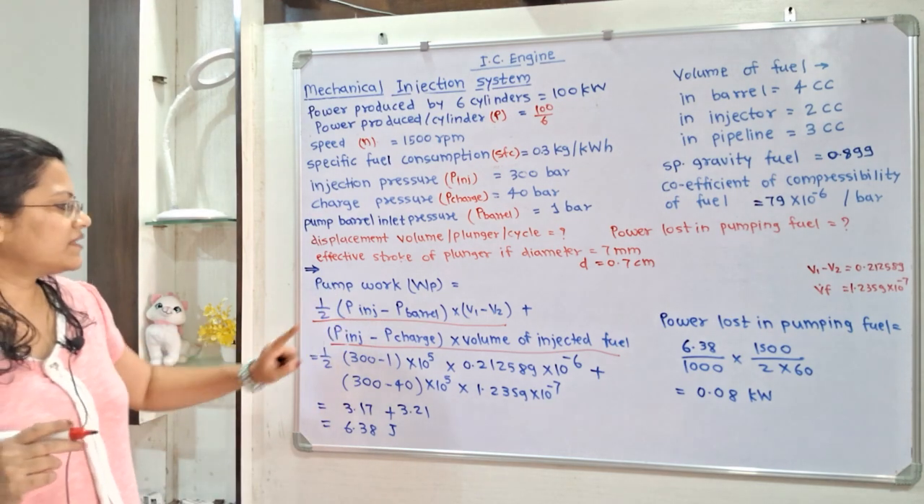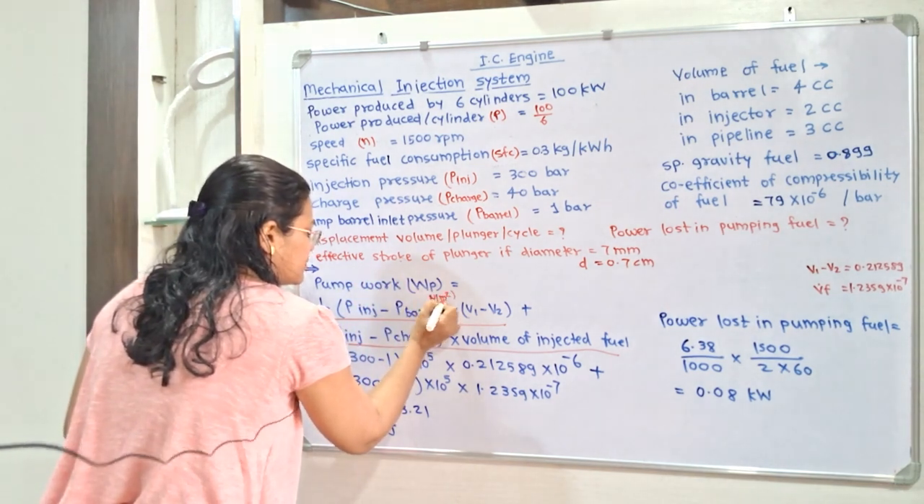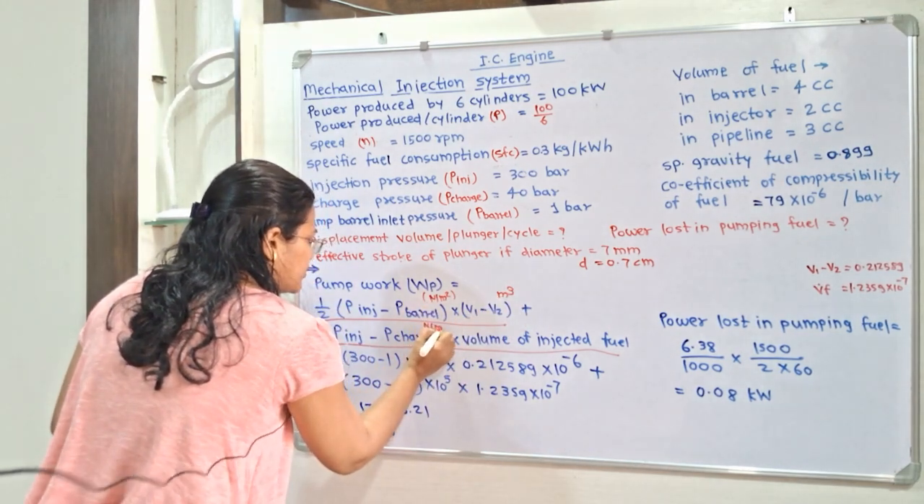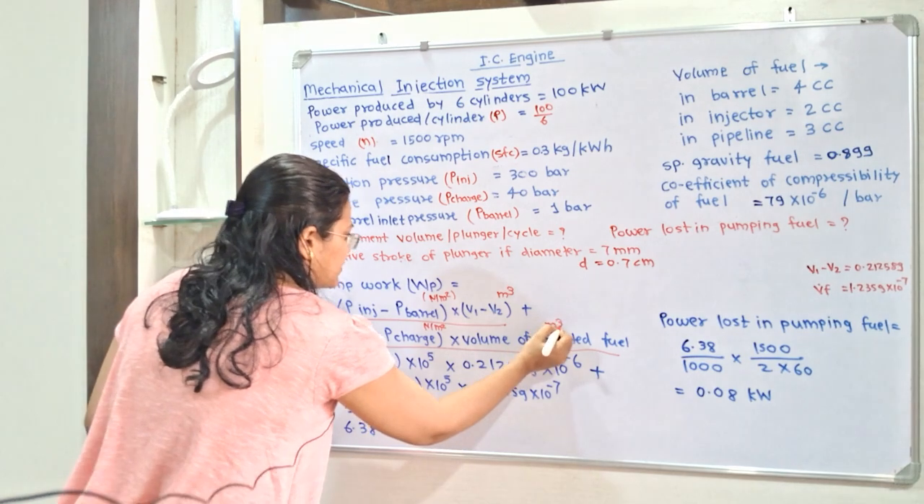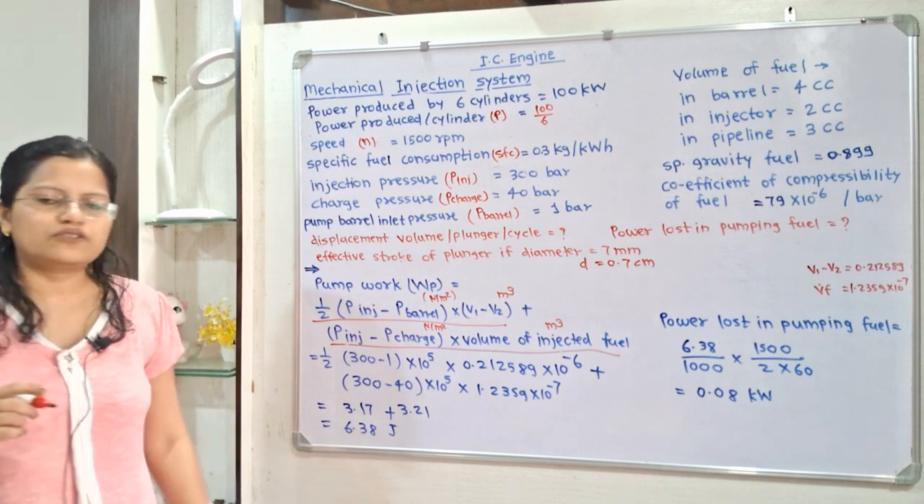So when we take this P in Newton per meter square, so I will write here Newton per meter square, then this is in meter cube. Here is also Newton per meter square and this is in meter cube. Then we will get the answer 6.38 joule.